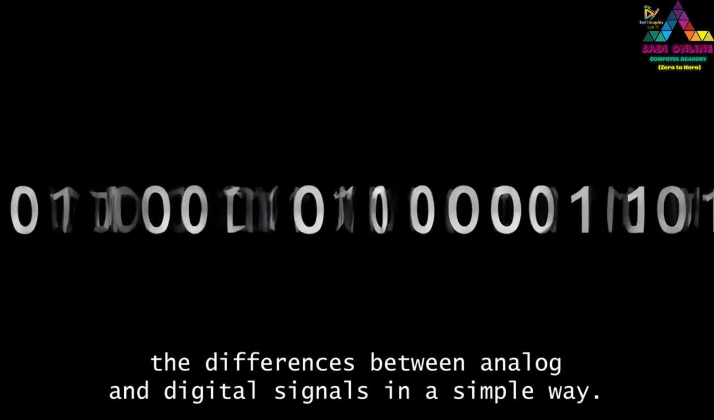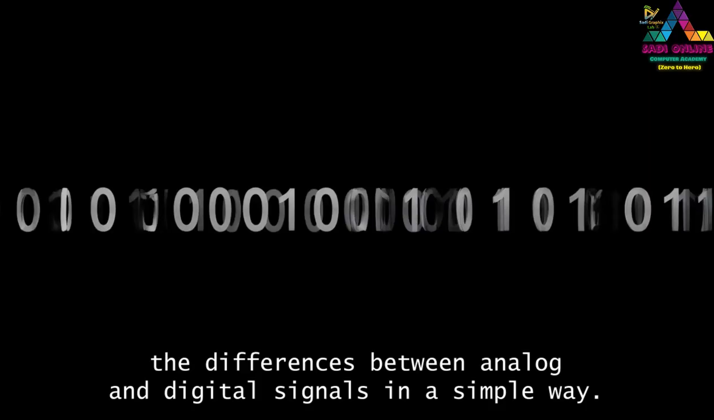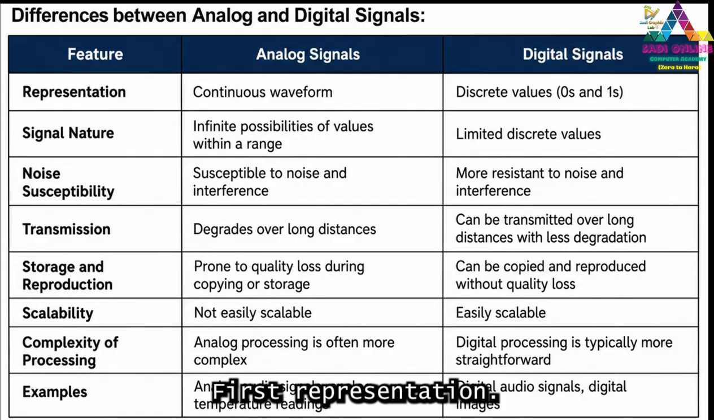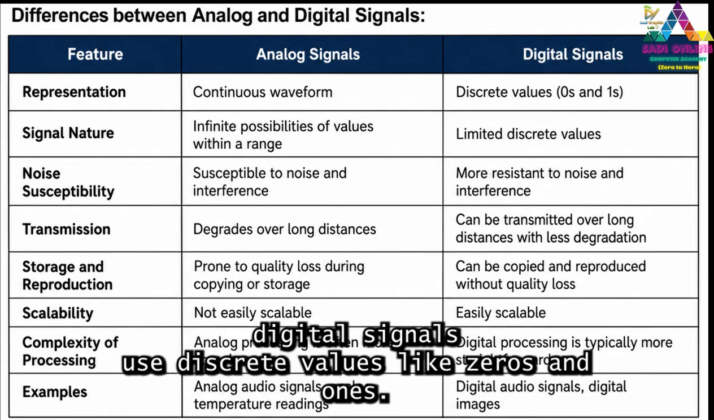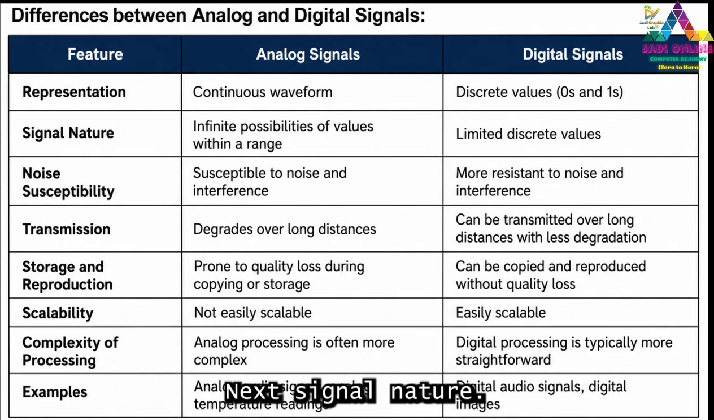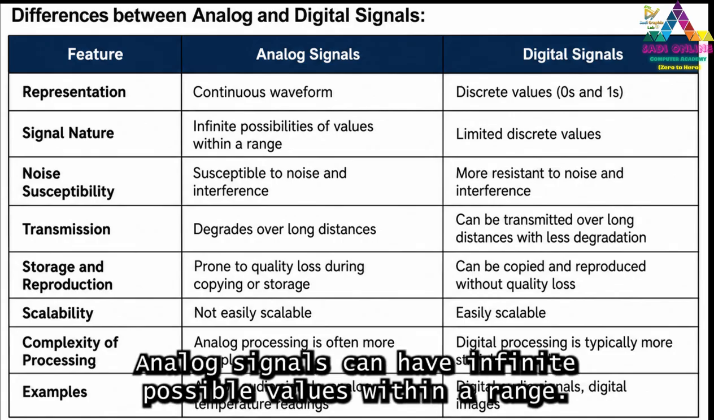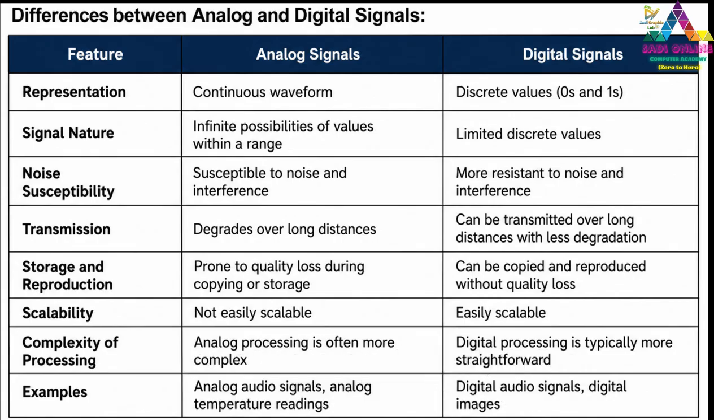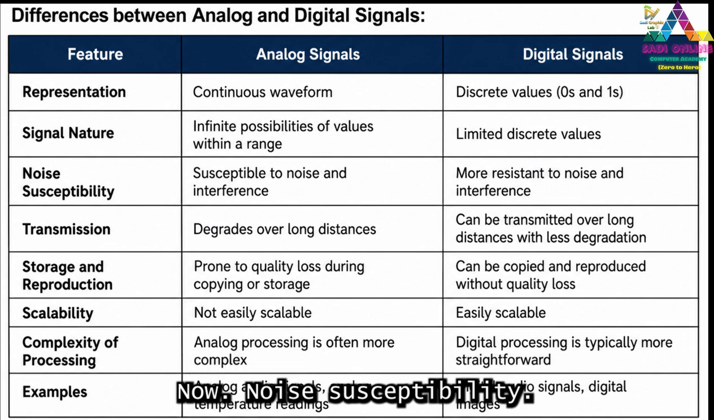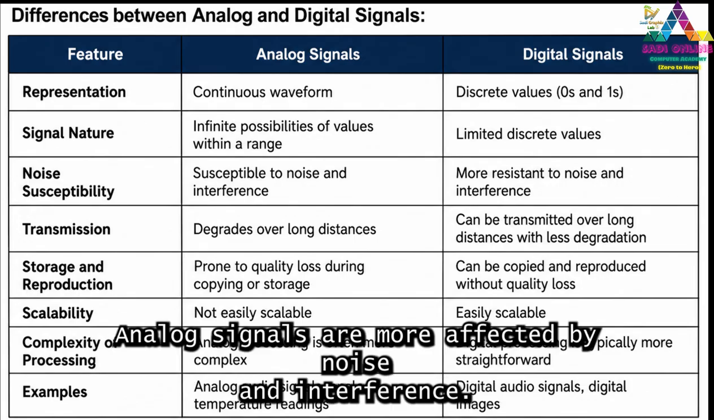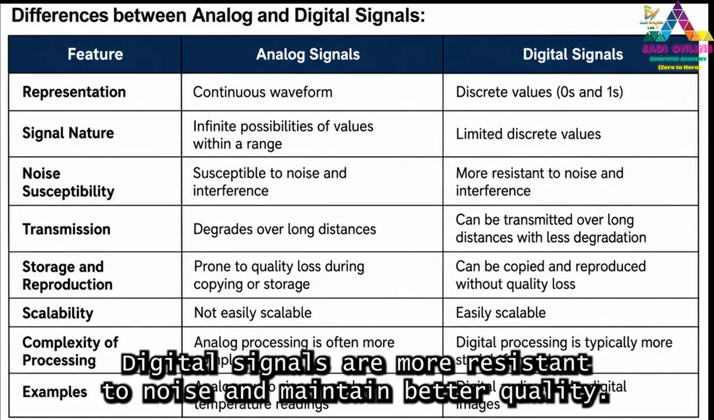Let's understand the differences between analog and digital signals in a simple way. First, representation. Analog signals use continuous waveforms, while digital signals use discrete values like zeros and ones. Next, signal nature. Analog signals can have infinite possible values within a range. Digital signals, on the other hand, use limited discrete values. Now, noise susceptibility. Analog signals are more affected by noise and interference. Digital signals are more resistant to noise and maintain better quality.